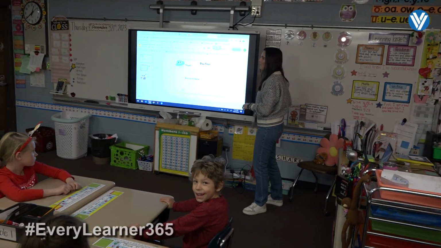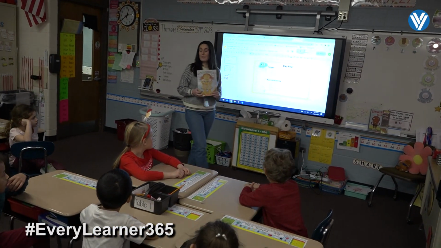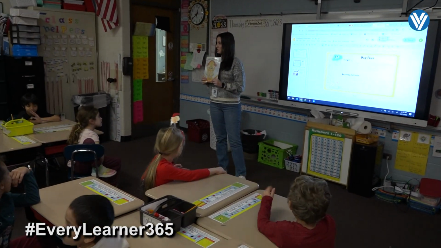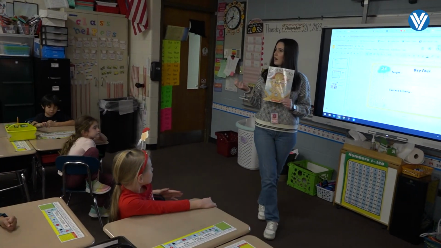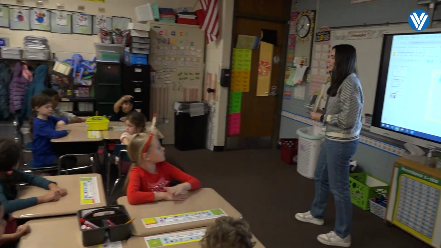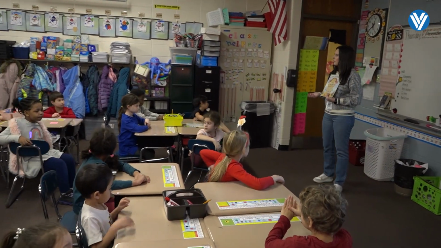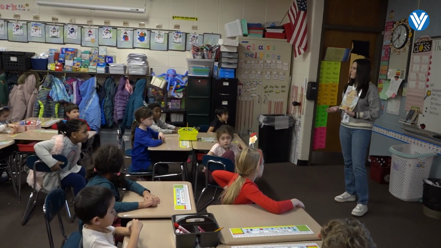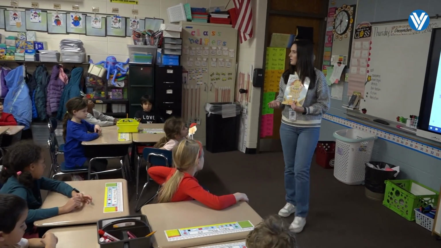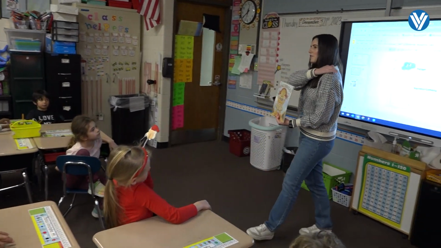Earlier today, we read The Gingerbread Girl. And we talked about the story elements in The Gingerbread Girl. What are our story elements that we've been talking about? Michaela? Setting. What is the setting, Michaela? What is the definition of a setting? Where the story takes place. Pat yourself on the back.